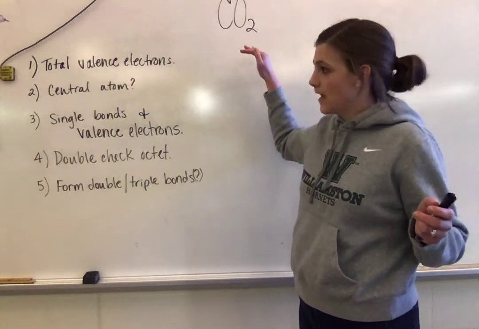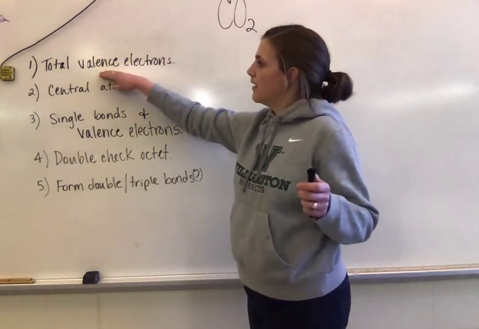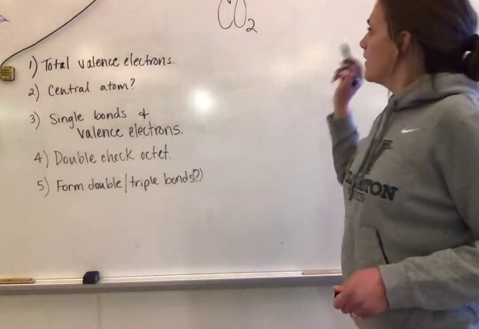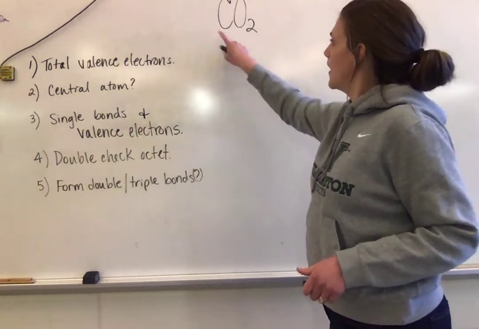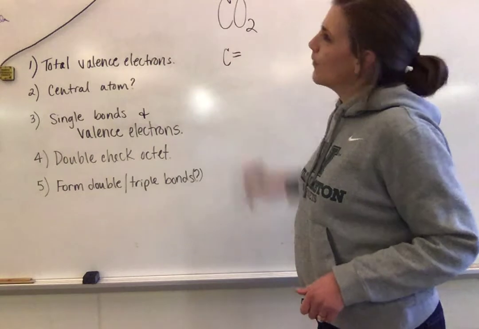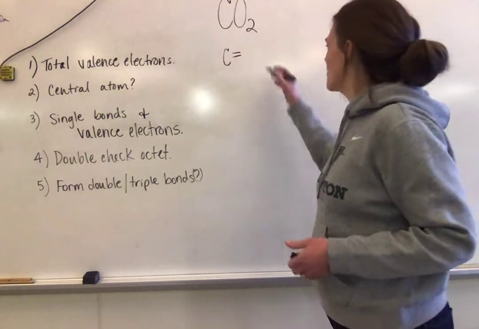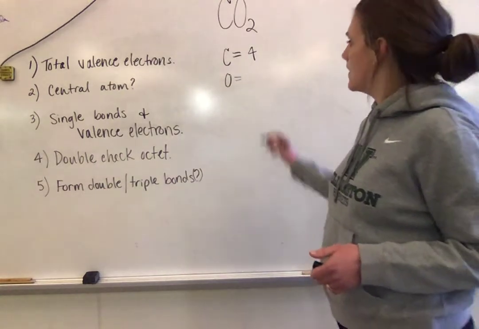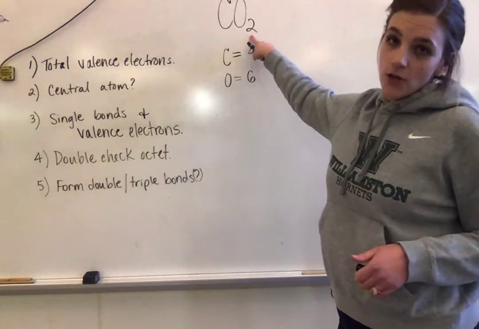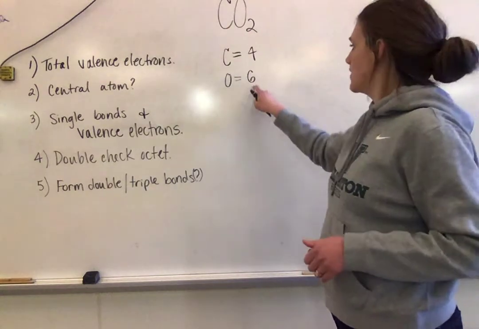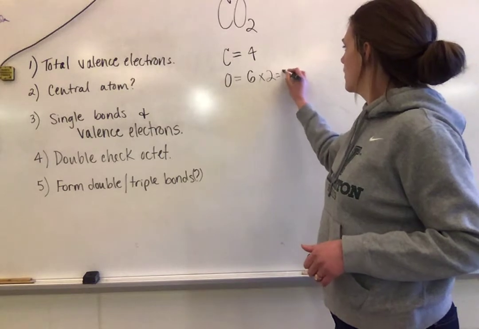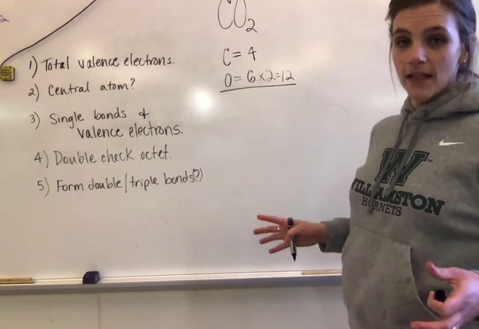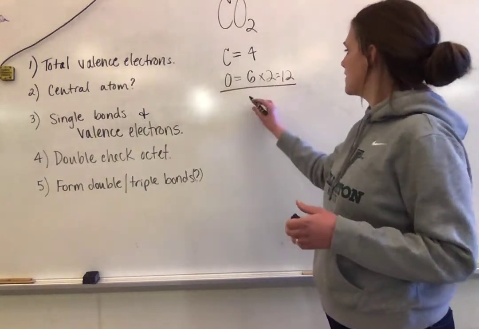for carbon dioxide. The first thing that we want to do is count the total number of valence electrons. So in order to do that, let's look at each of the elements we have in our molecule. We have carbon, which is in group, why can I never remember this? Carbon's in group 14, so it has 4 valence electrons. Oxygen is in group 16, so it has 6. The 2 here tells us that we have 2 oxygens, so we need to multiply this by 2, and we get 12. Okay. So that means in total, the number of valence electrons that we're dealing with is 16.